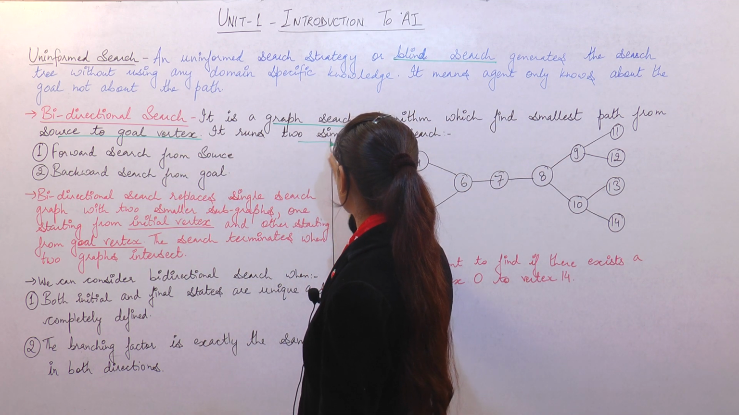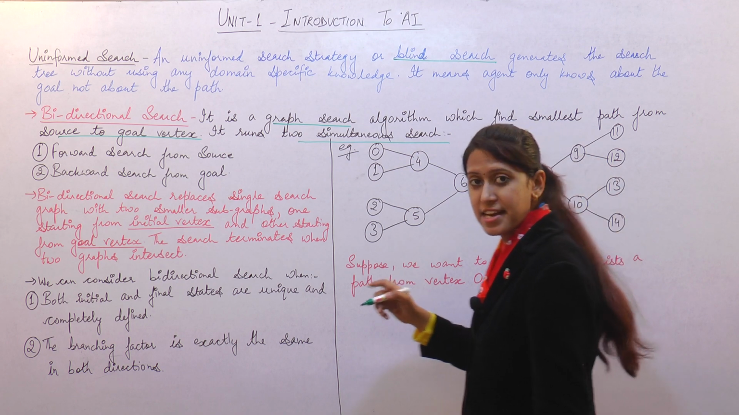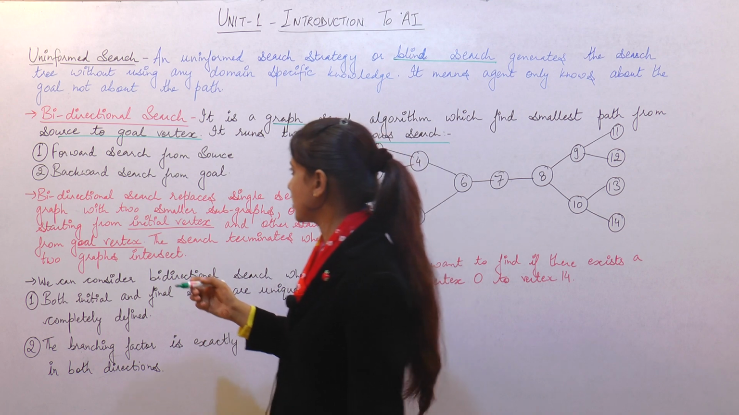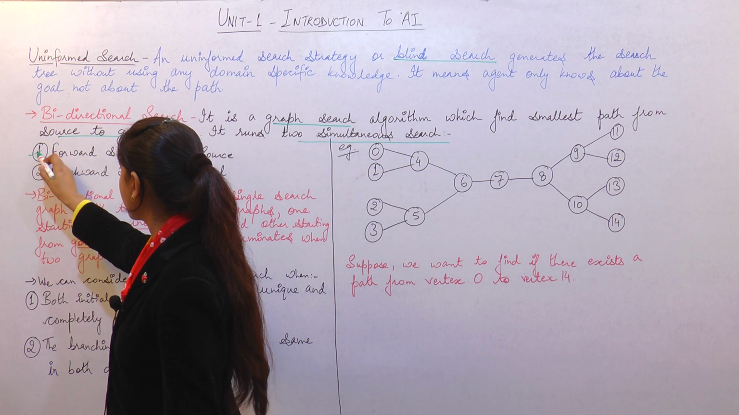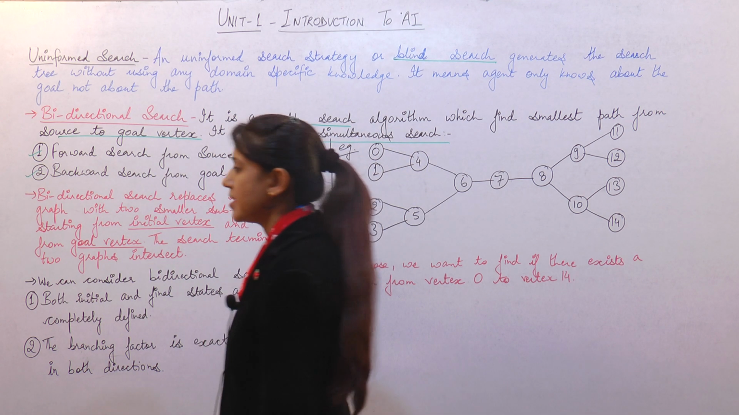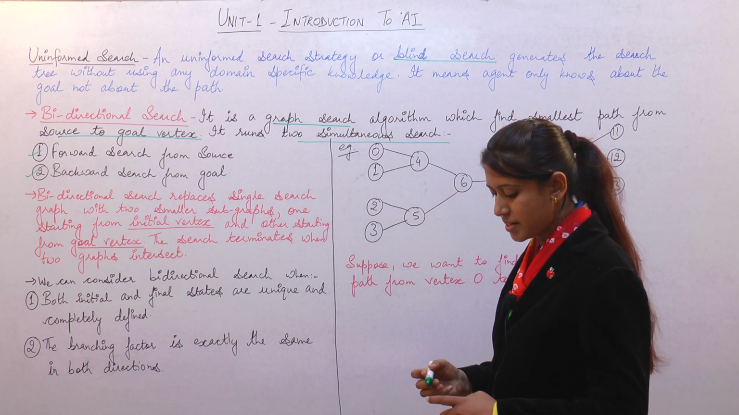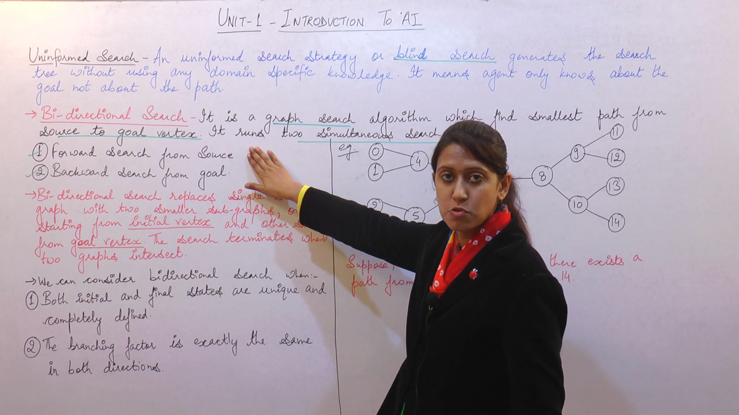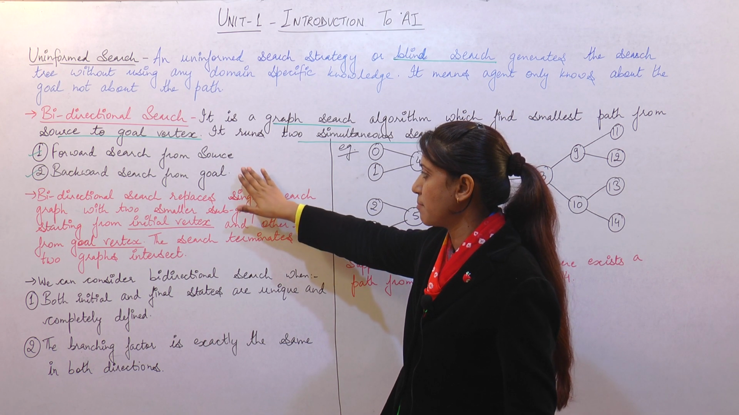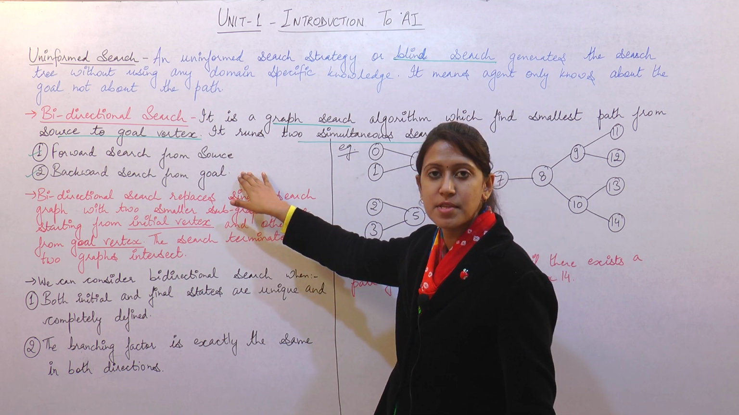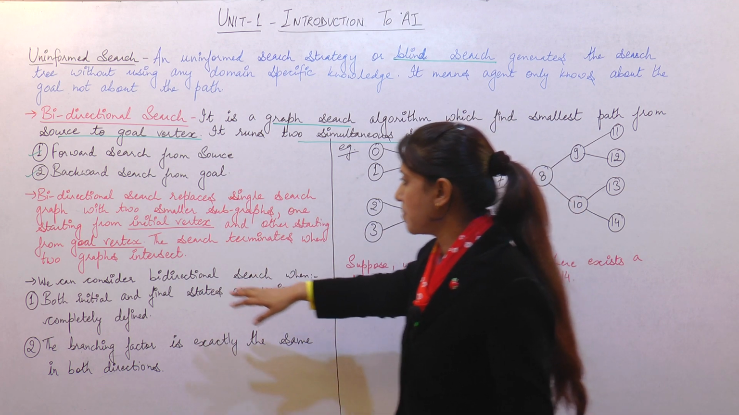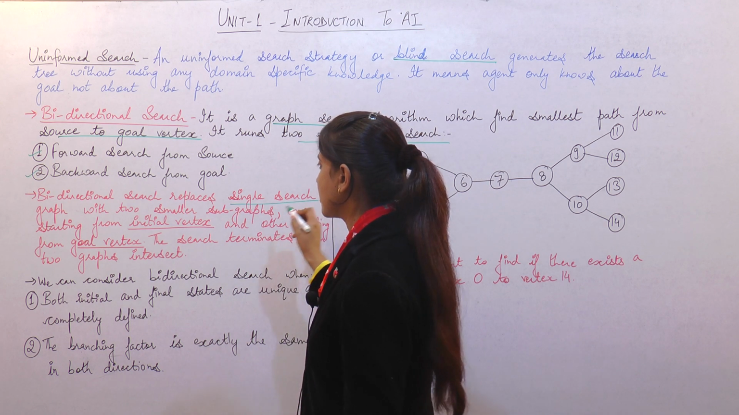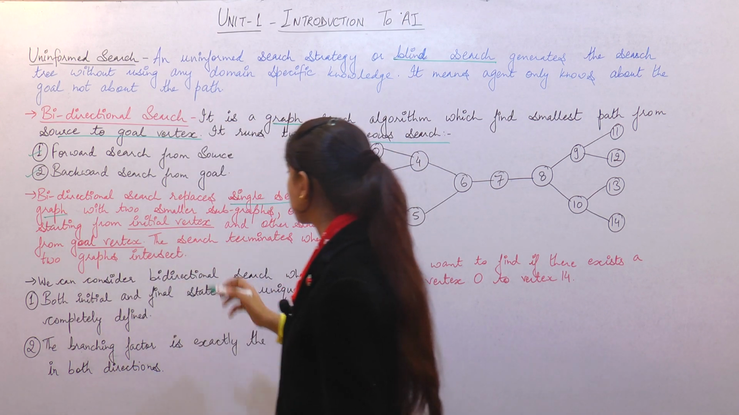It runs two simultaneous searches. Bidirectional search means we are using two simultaneous searching techniques. The first one is forward search and the second one is backward search. Forward search will start from the source node or source vertex, and backward search will start from the goal vertex. In bidirectional search, we are replacing a single search graph with two smaller subgraphs.